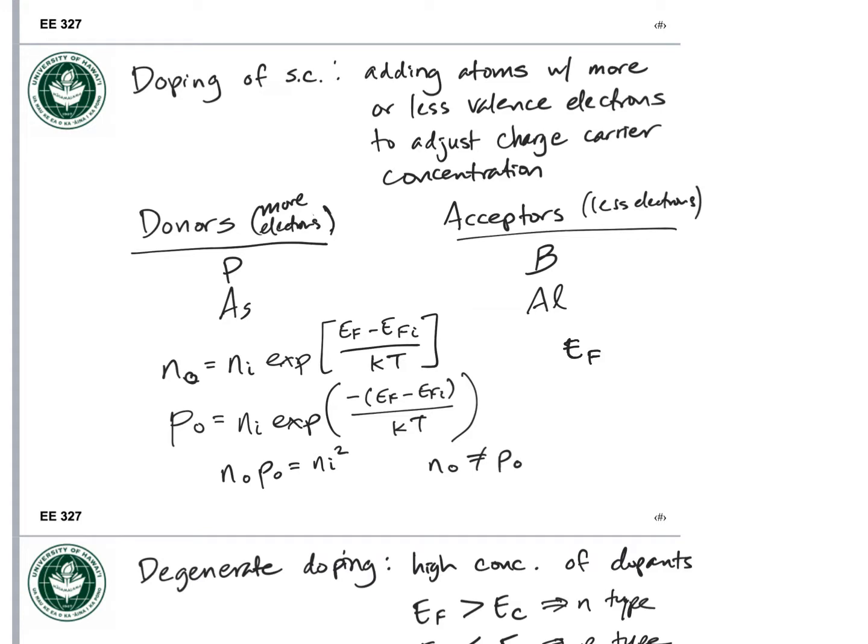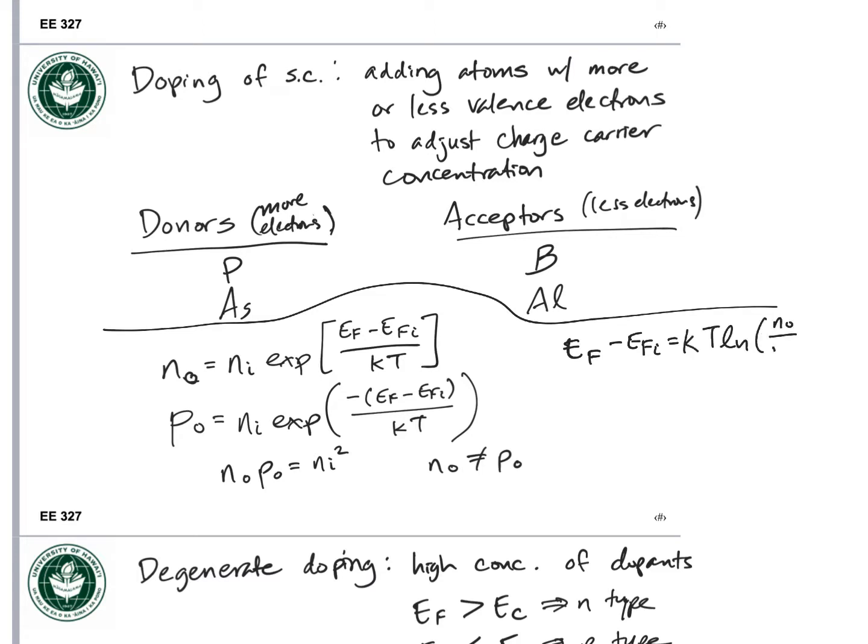I forgot to write down what the Fermi levels are in a doped semiconductor. So this is the difference between the Fermi level and the intrinsic Fermi level. Actually, this is kind of circular. It's just some algebra on the equation on the left.